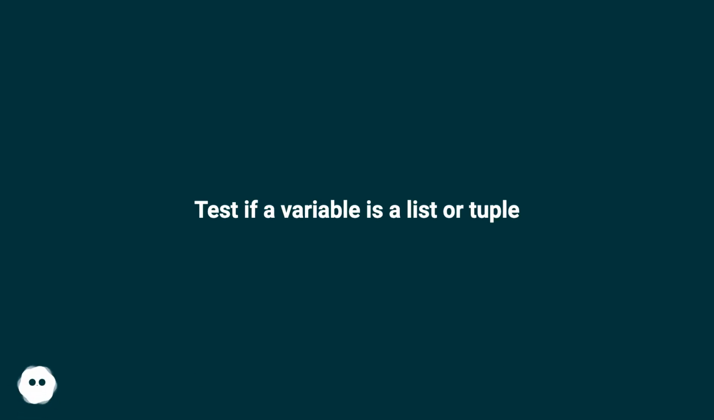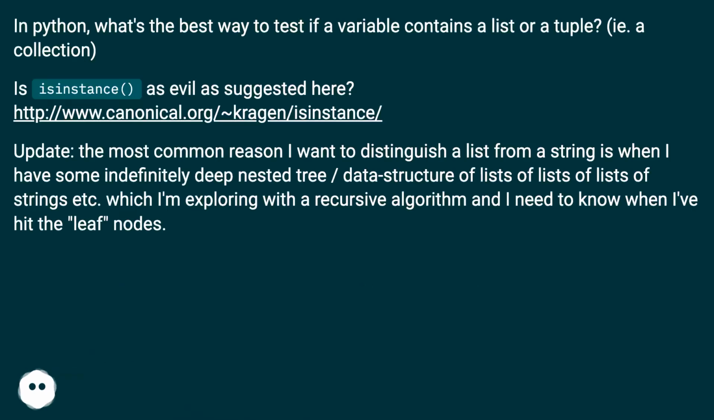Test if a variable is a list or tuple. In Python, what's the best way to test if a variable contains a list or a tuple, i.e. a collection? Is isinstance as evil as suggested here? Update: the most common reason I want to distinguish a list from a string is when I have some indefinitely deep nested tree/data structure of lists of strings, etc., which I'm exploring with a recursive algorithm, and I need to know when I've hit the leaf nodes.